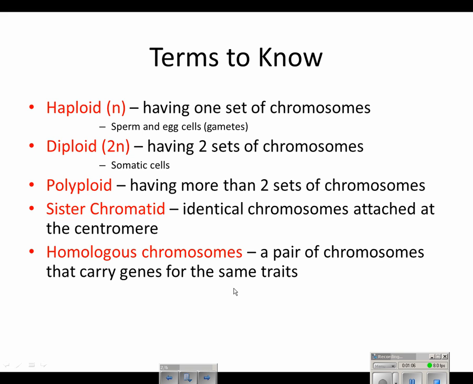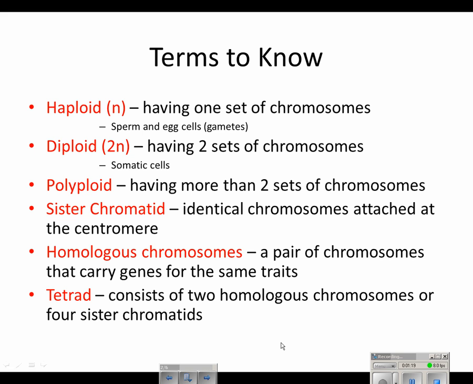Then we talk about homologous chromosomes, which are a pair of chromosomes that carry genes for the same traits. We have two chromosomes that have the same genes for all the traits. And a tetrad is a structure that consists of two homologous chromosomes that are bound together, or four sister chromatids. Tetra means four, so four sister chromatids.